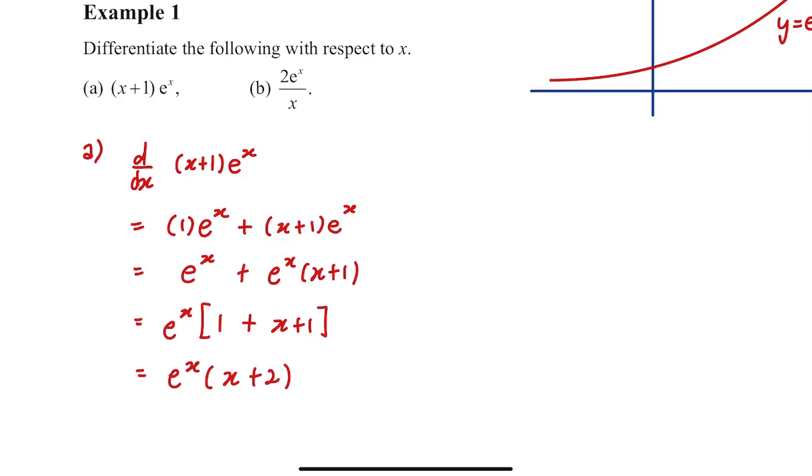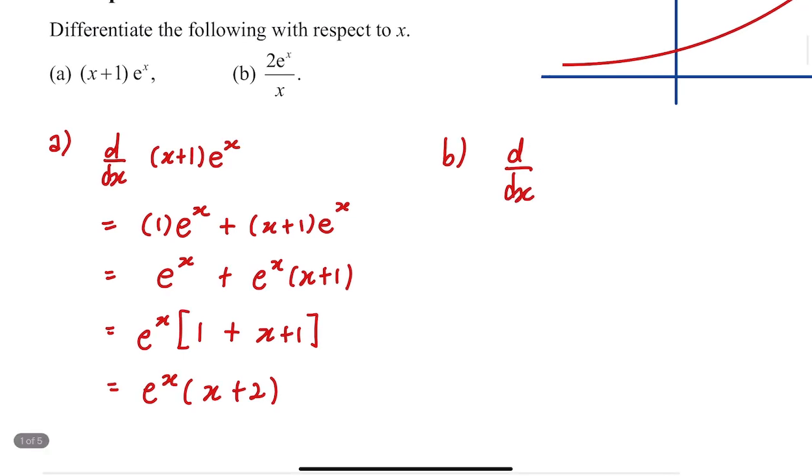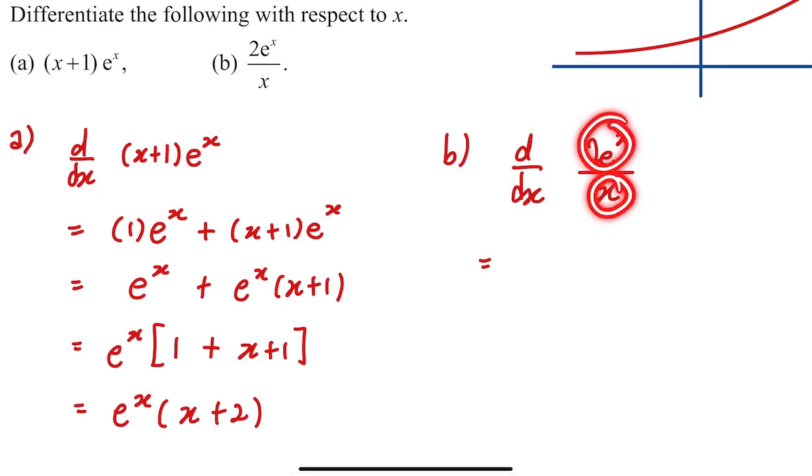Okay, for example 1b, I have this fraction over here. I'm supposed to differentiate 2e power x over x. So how do I differentiate this? Now I have a fraction, with the variable in the numerator and denominator, so I can apply the quotient rule.